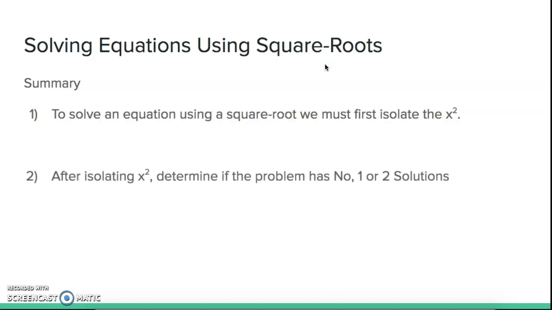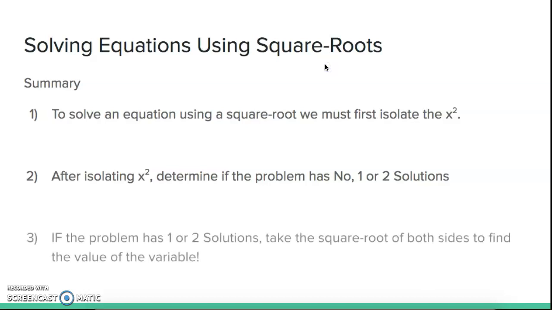Second, after isolating the x squared, I want you to determine if you have no solution because the x squared is equal to a negative, one solution because the x squared is equal to a 0, or 2 solutions because the x squared is equal to a positive number. And finally, our third step is if the problem has 1 or 2 solutions, take the square root of both sides to find the value of the variable.